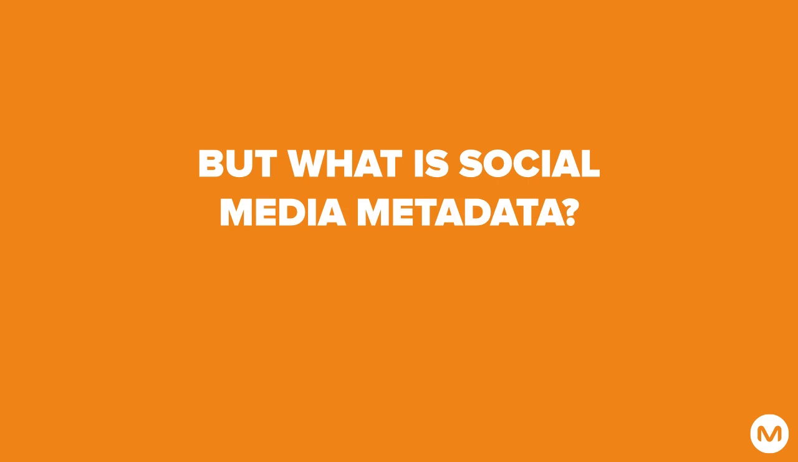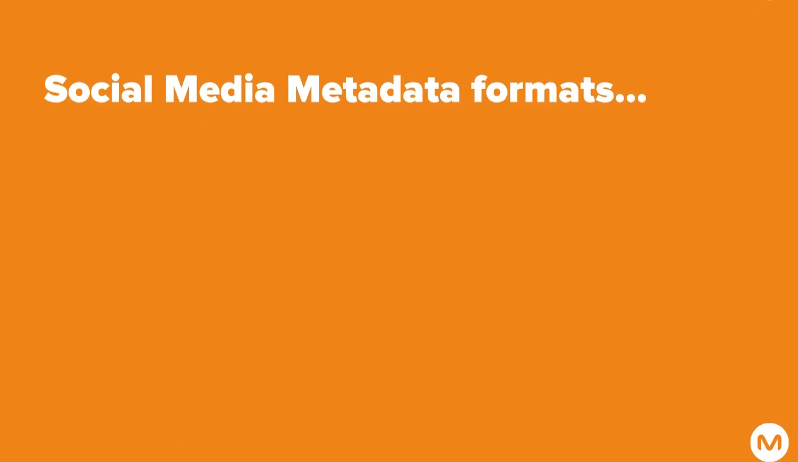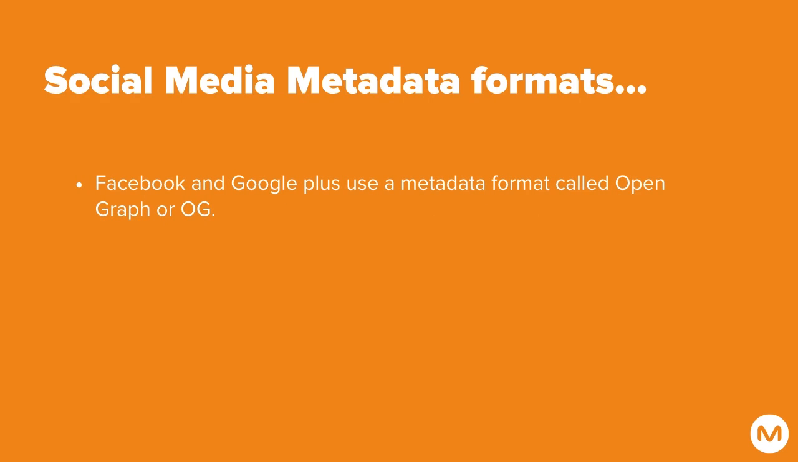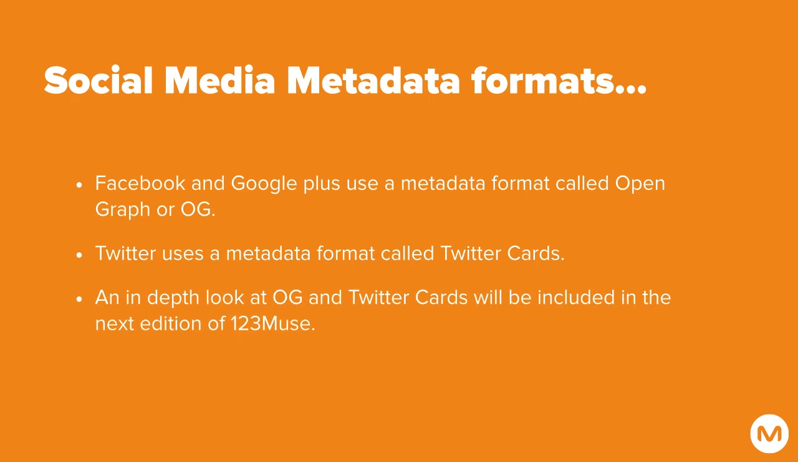So you may have been using metadata in your sites that work on search engines like Google and Yahoo, but social media uses its own metadata structure that needs to be added to your website in addition to the regular search engine metadata. Facebook and Google Plus use a metadata called OpenGraph, or OG, and Twitter uses metadata called Cards. We're going to have an in-depth look at social media metadata in next month's edition of 123 Muse. But we've created a social media metadata widget that will get you started and get your website seen in the right way on Facebook, Google+, and Twitter.